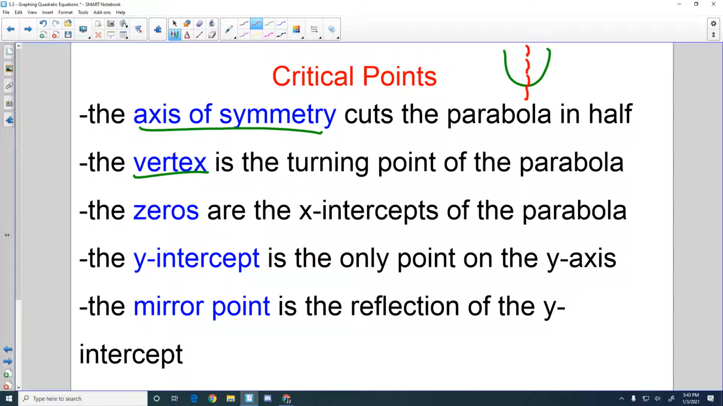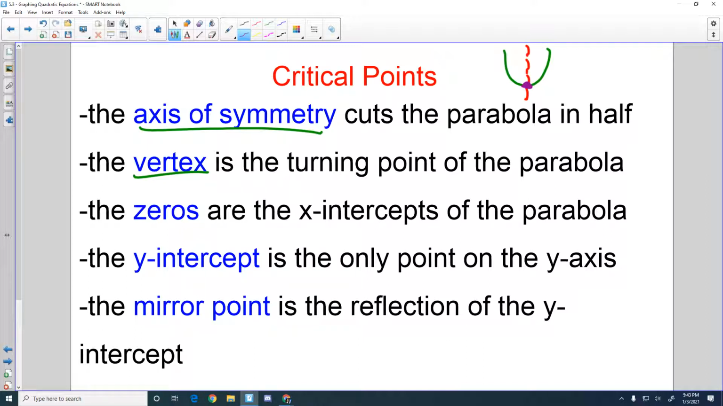The vertex is the turning point of the parabola. Basically, that is the lowest or the highest point of the parabola. All right, so those are the key things that we're going to have on every single parabola. They go together because the vertex is always on the axis of symmetry. And so those are going to be the first 2 things that we find. It's kind of like the starting point of our parabola.